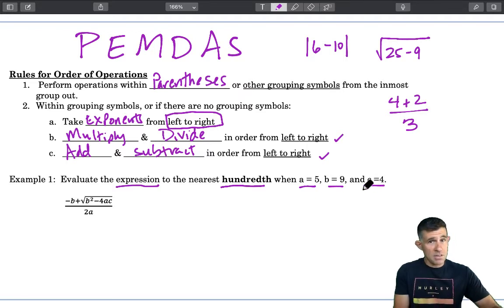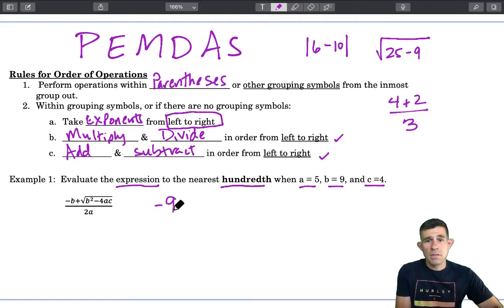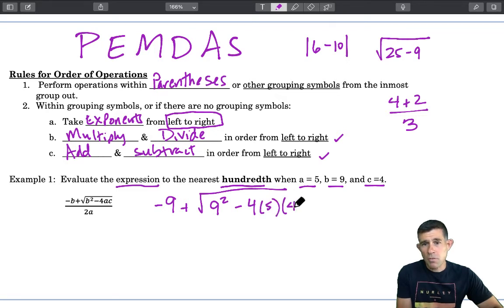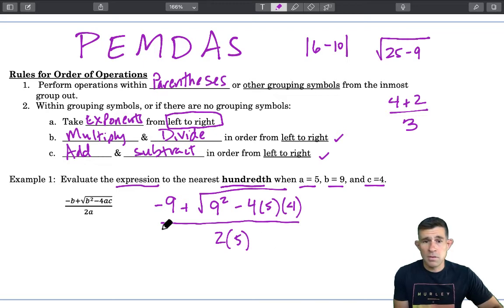We're going to start off by substituting our values into this expression, which says the opposite of B, so that's the opposite of 9, plus the square root of B squared, so 9 squared, minus 4 times 5 times 4 again. All of this is going to be divided by 2 times 5. So we have a couple of grouping symbols here, this fraction bar or division bar, and we also have the radical. So we're going to start by doing the innermost grouping symbol first. That's our 9 squared minus 4 times 5 times 4 again.